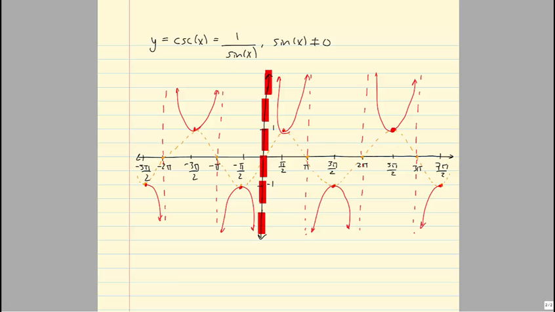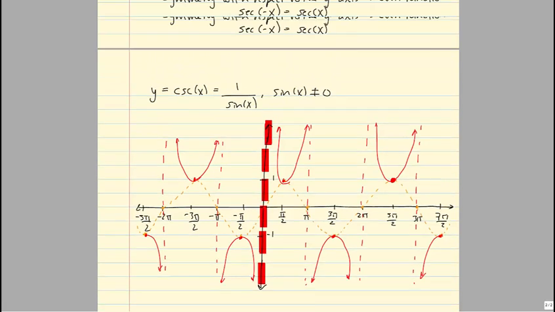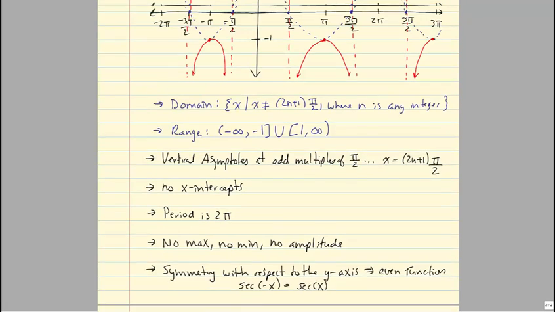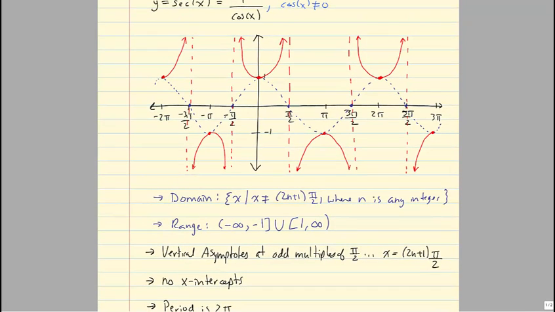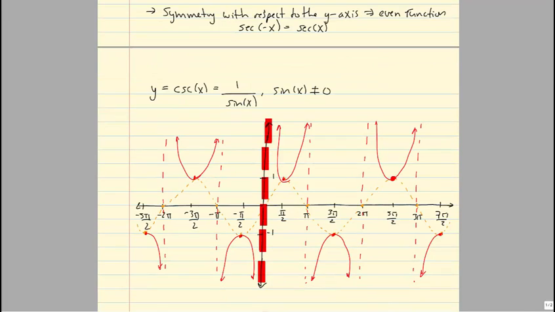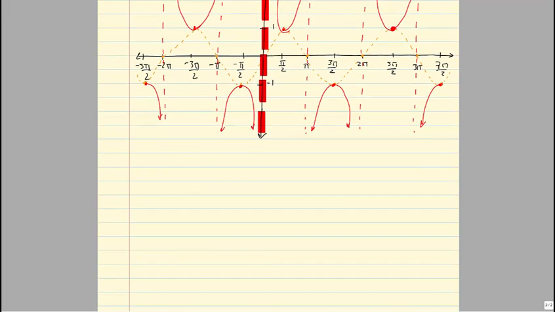And then from here, we can do the same as we did above. We can start talking about its domain, range, etc. So you can see they look very, very similar. The big difference is where their asymptotic lines are. So let's start with the domain here. It looks like the domain can be all values of x such that x cannot equal multiples of pi. So the way we would write that is n pi, where n is any integer.